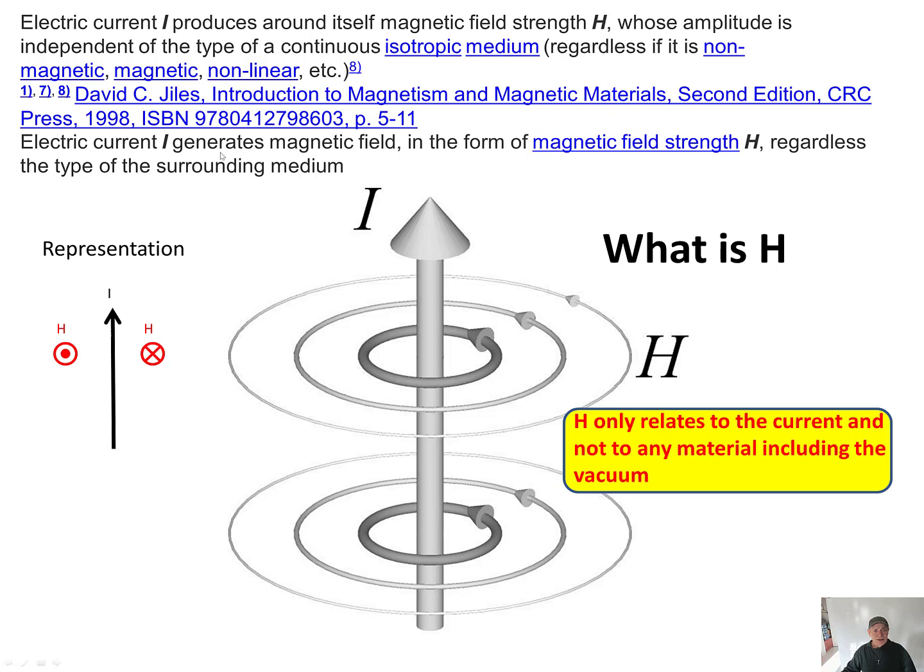Electric current I generates a magnetic field in the same form of a magnetic field strength H, regardless of the type of surrounding medium. So here's a current. The representation is H on this side is out of the page, and this side is into the page. So what we can determine is H. H only relates to the current and not to any material, including the vacuum.